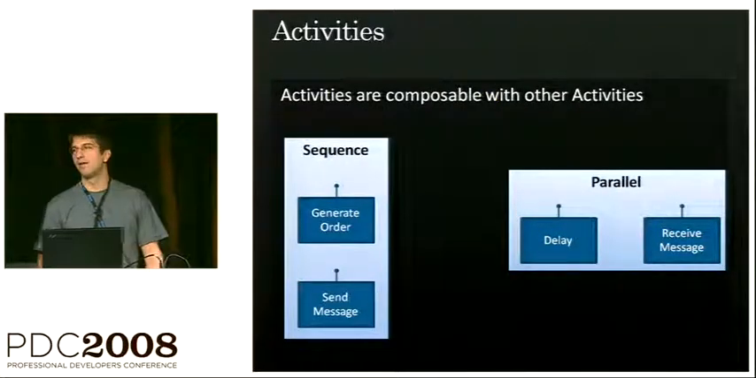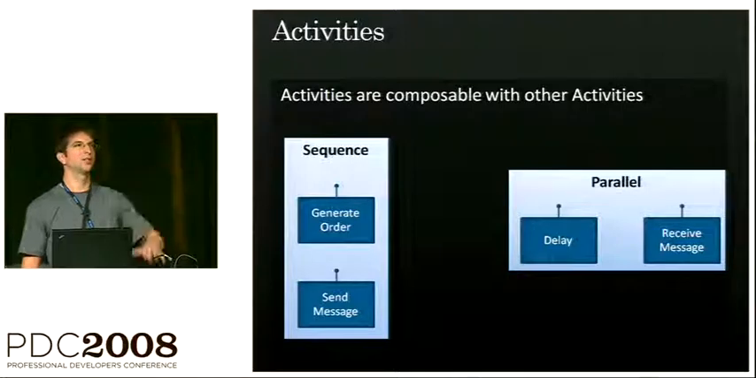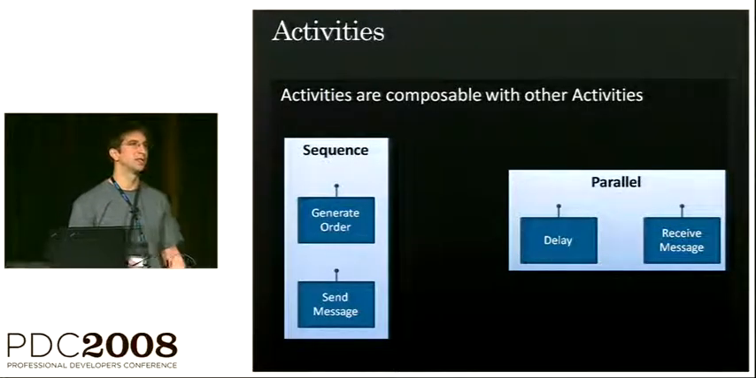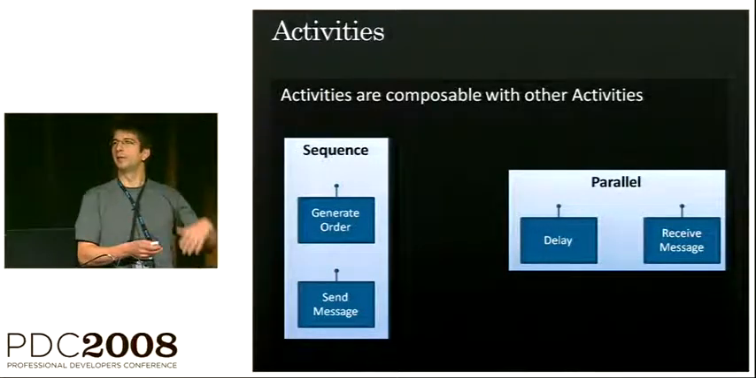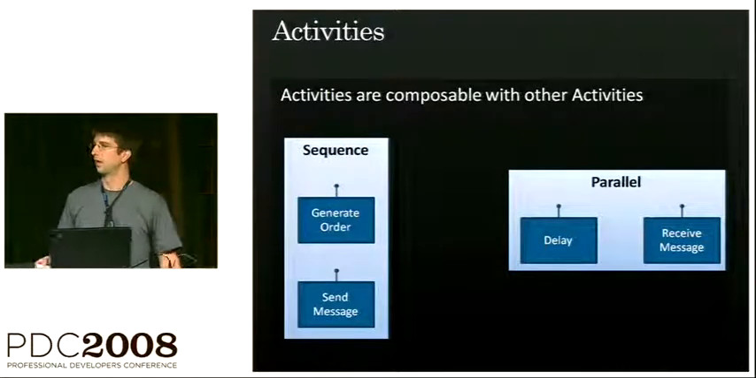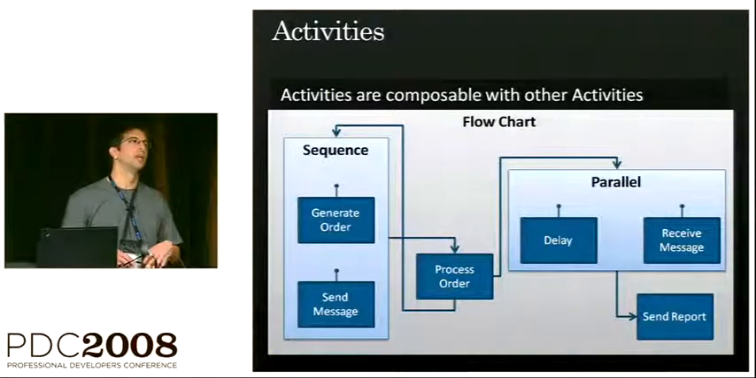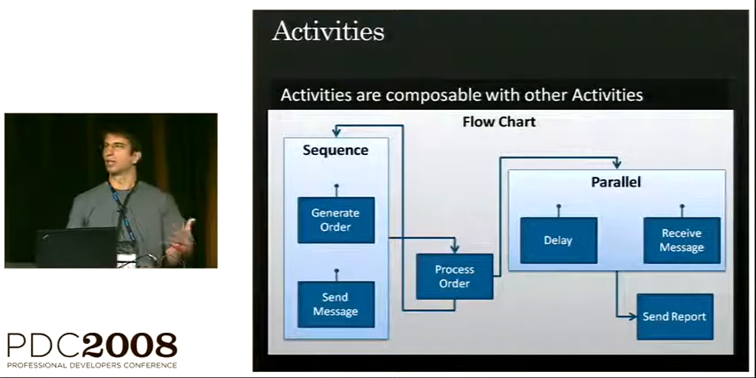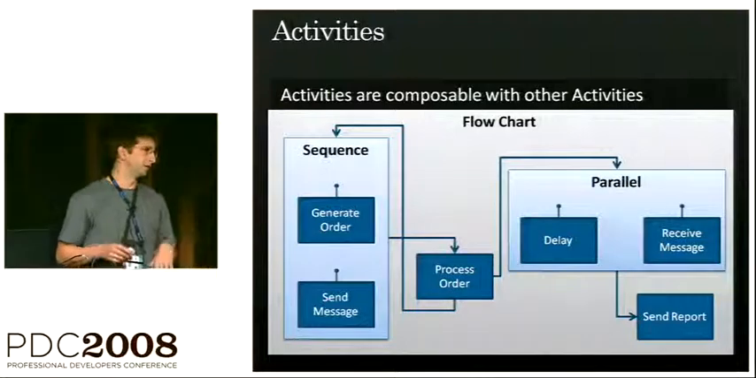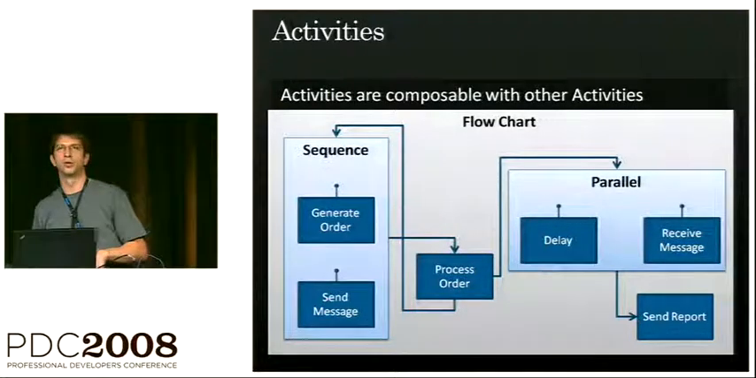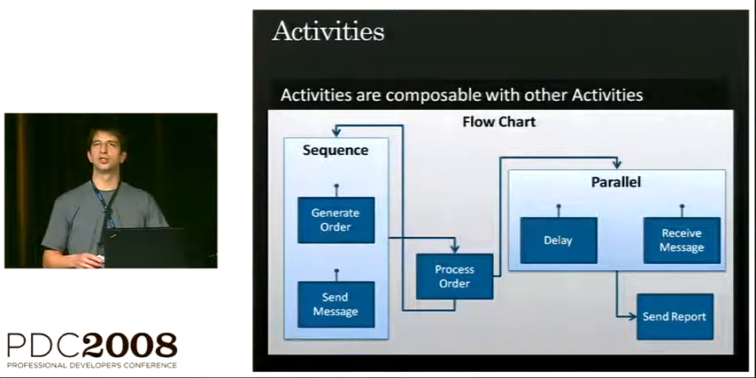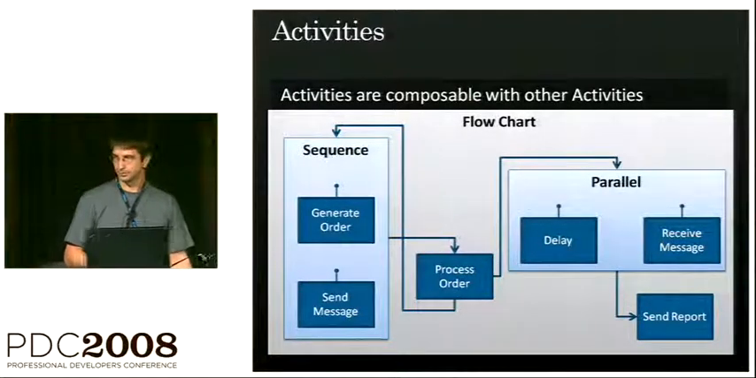Like 3.0 and 3.5, activities are composable with other activities. A parent can have children. You can see this sequence here that's got a generate order and a send message. Sequence is kind of like curly braces in C#. Things are going to execute in order. Given the extensibility of the activity model and this composition, you can write control flows that don't show up in languages that you're commonly familiar with. In 4.0, we ship flowchart, as well as state machine and other control flow activities.